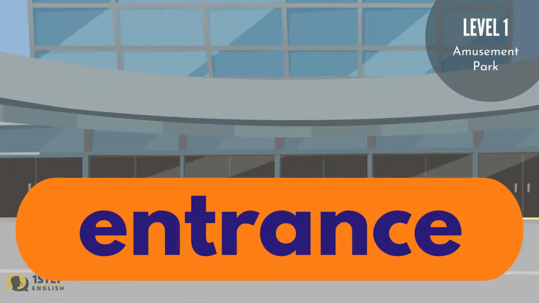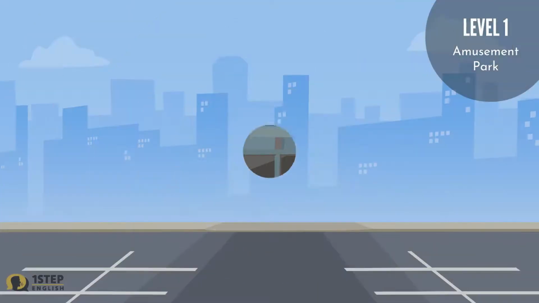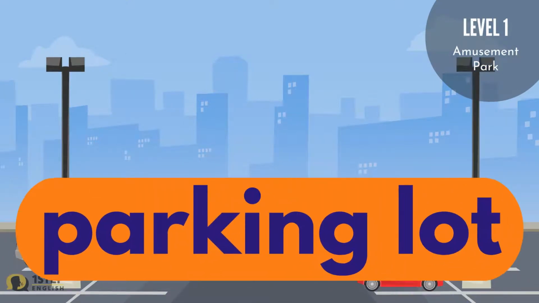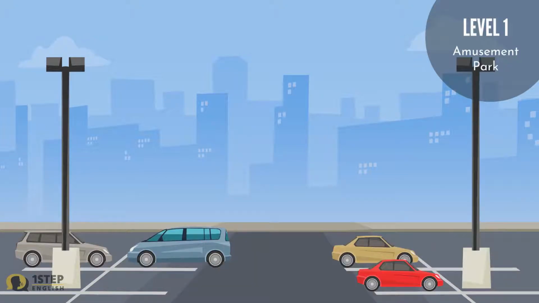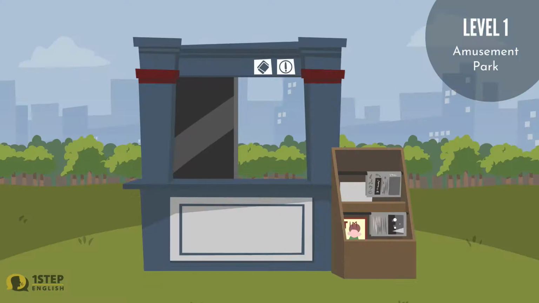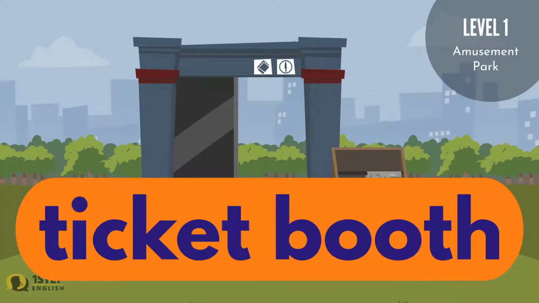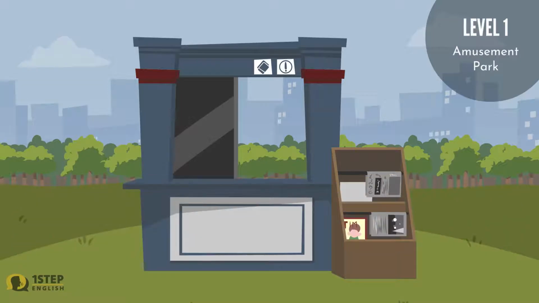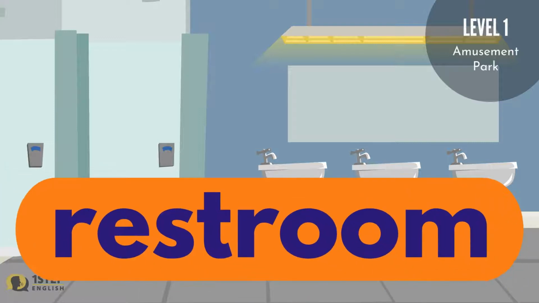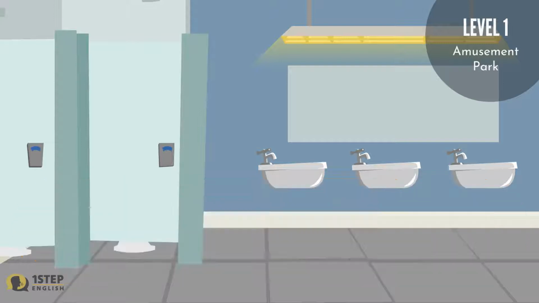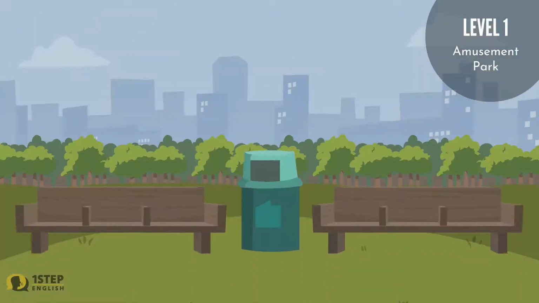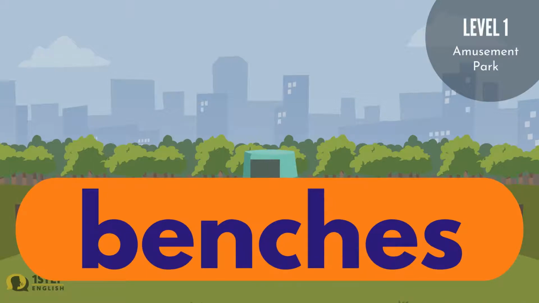Entrance. Parking lot. Ticket booth. Restroom. Benches.